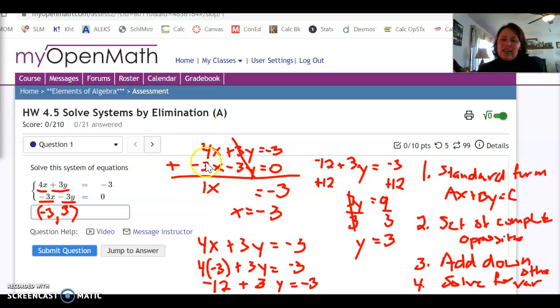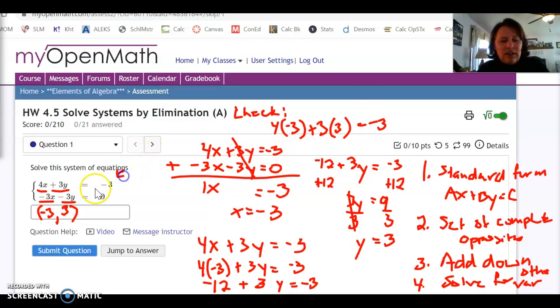And then to check that, final step would be to check. When you check, then we need to go back and plug. Excuse me. We need to plug in what we found. So negative 3 in for x, because that's what we said x was. Then plug 3 in for y. So you'll notice I took this first equation right here. I plugged in what we found for x, plugged in what we found for y, and then wrote it out.